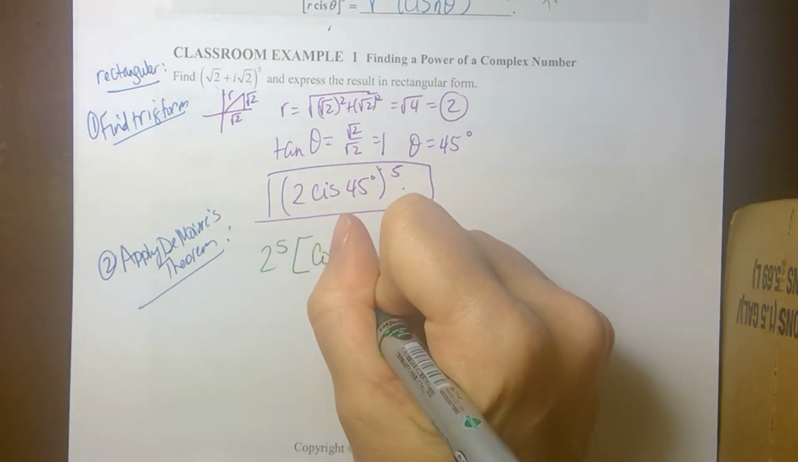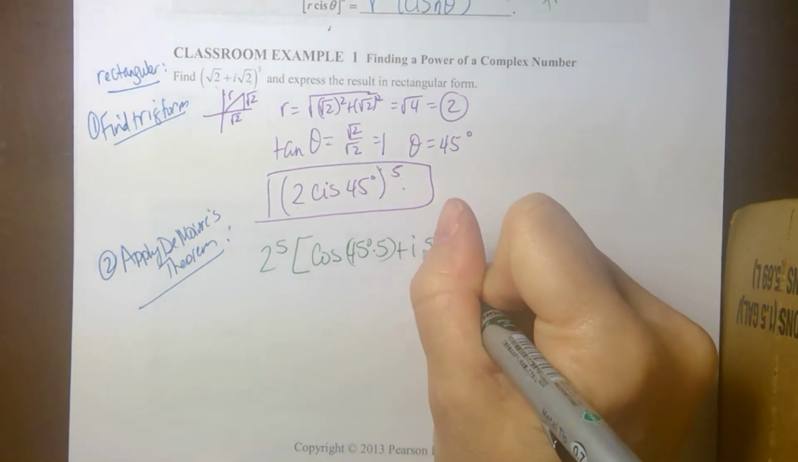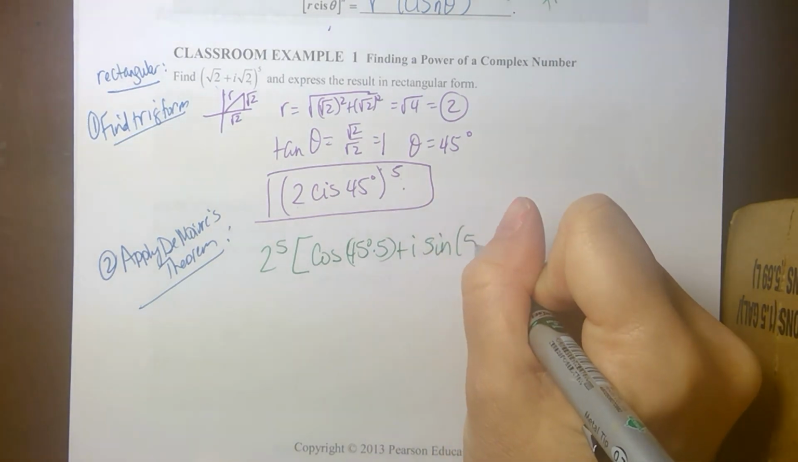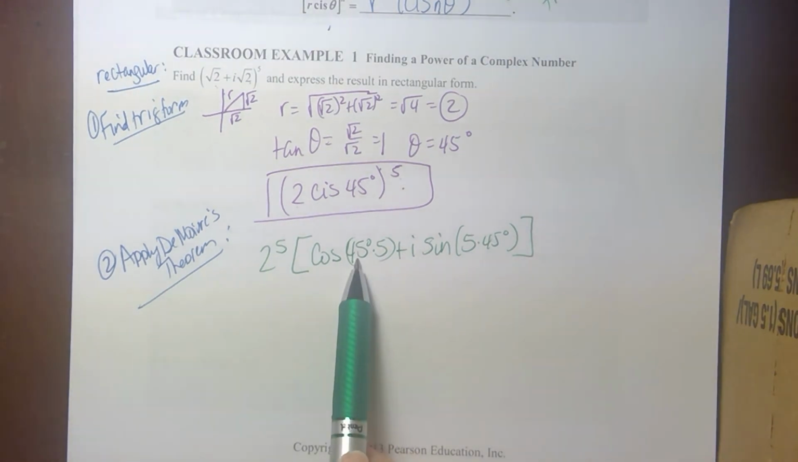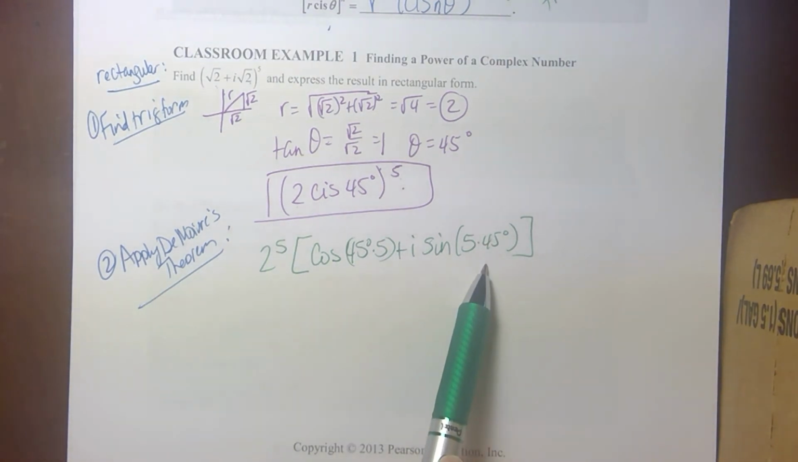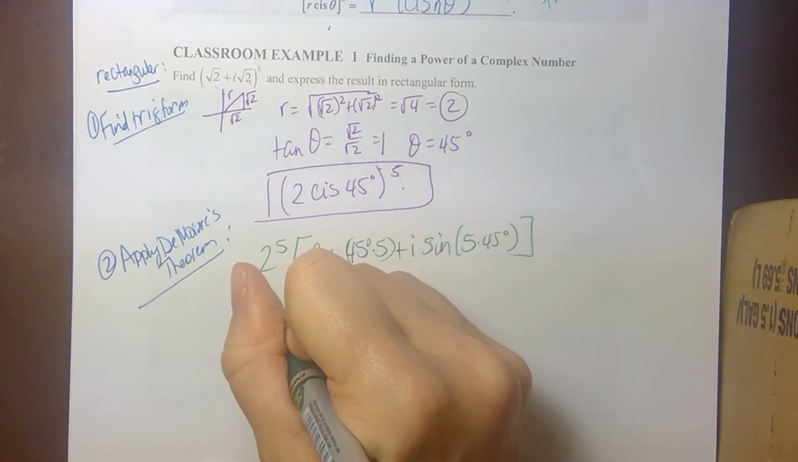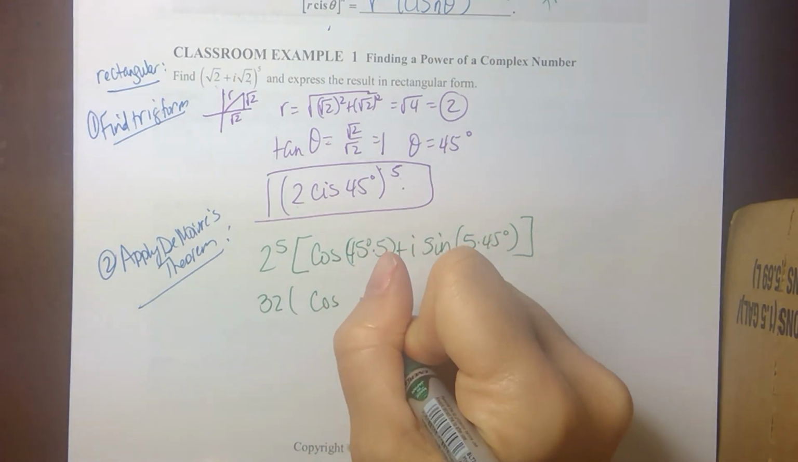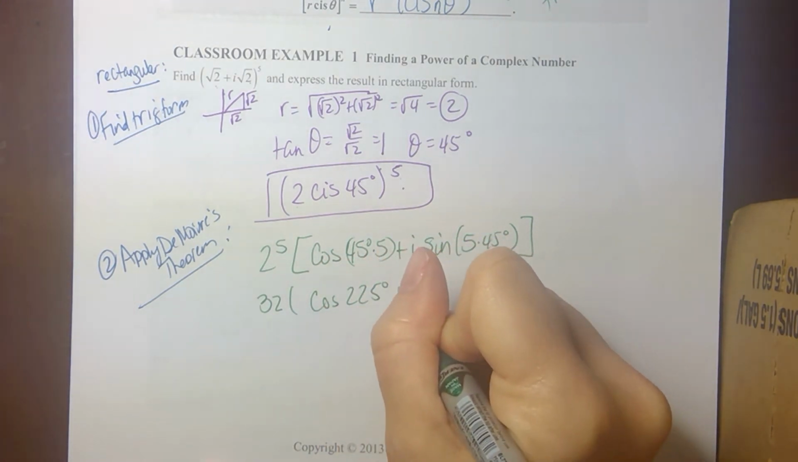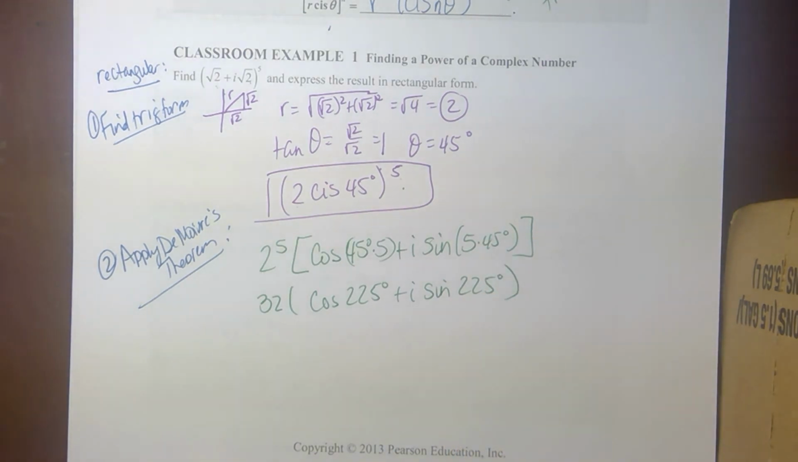So I have cosine of 45 degrees times 5 plus i sine of, and you can write, because multiplication order doesn't matter, it's commutative, 45 degrees times 5 is the same thing as 5 times 45 degrees. 2 to the 5th power is 32. And then I have cosine 45 times 5 is 225 degrees plus i sine of 225 degrees.